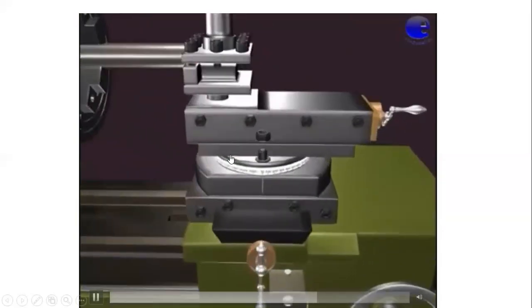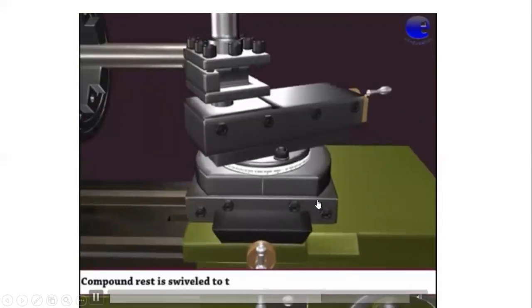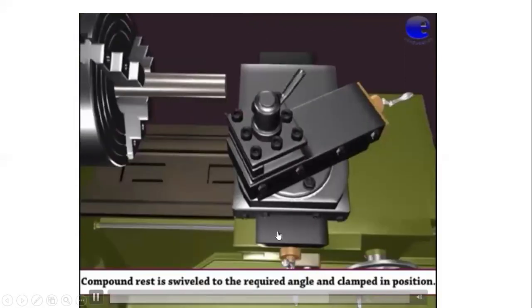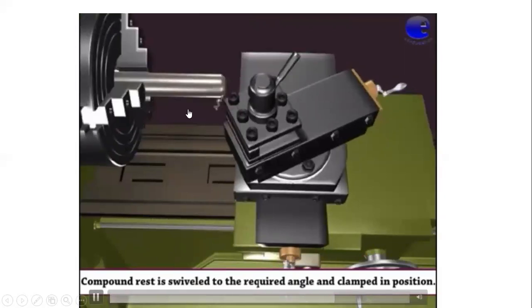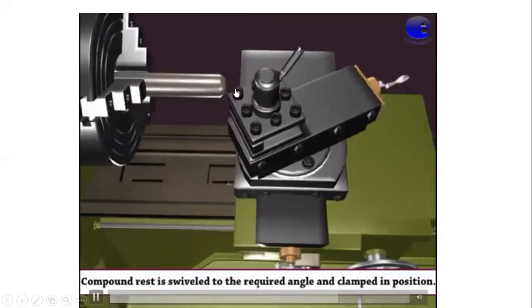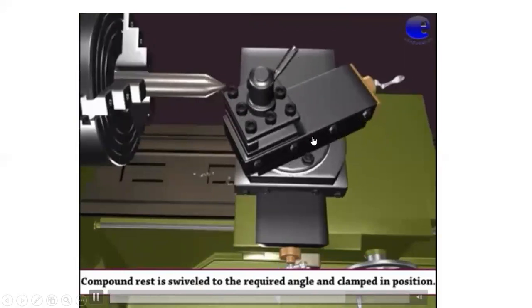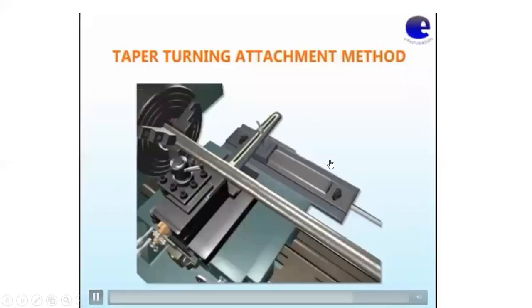We are swiveling this. Yes, the compound rest is swiveled to the required angle. Here there is an indicator, and we can set the angle, just like a protractor. Here the angles are written. This is a common technique that we use in our workshop. I'm telling again.